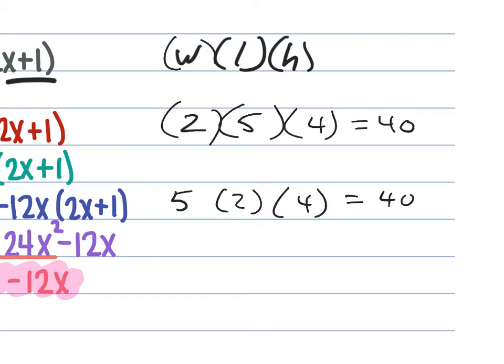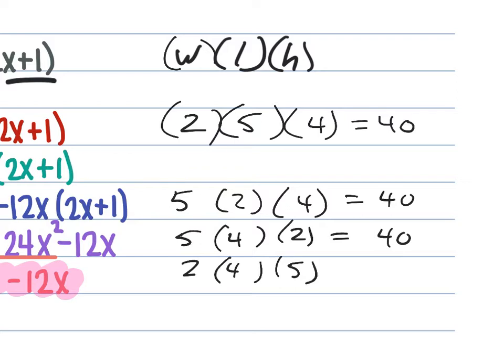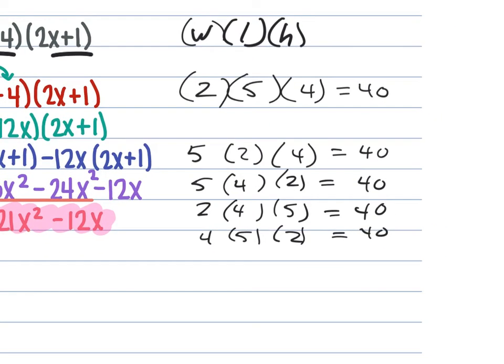Let me try 5 times 4 times 2. 5 times 4 is 20, times 2 is 40. So now I'm going to try 2 times 4 times 5. That becomes 2 times 4 is 8, 8 times 5 is 40. And then I've got 4 times 5 times 2. 4 times 5 is 20, times 2 is 40. And then last but not least, the only other possibility, 4 times 2 times 5 is 8 times 5, which is 40. So I'm not trying to be funny. I'm trying to show you logically, if you ever get stuck there, how you could come to that answer yourself.